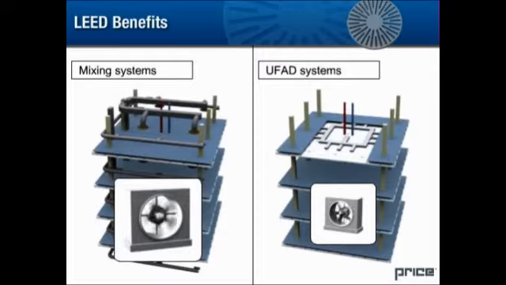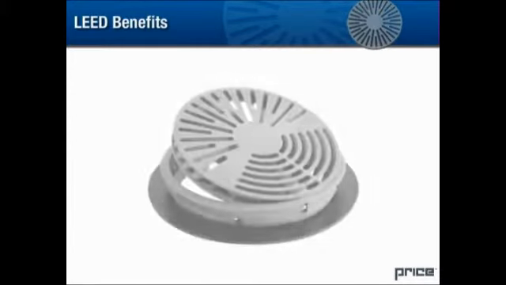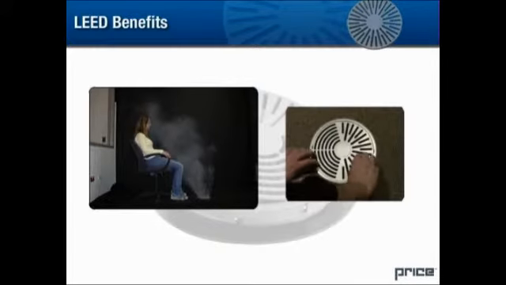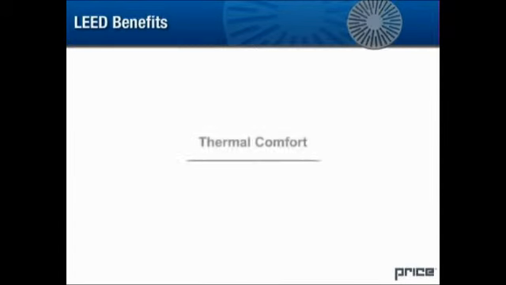Reducing the fan requirements usually means smaller equipment and therefore a reduction in initial capital cost of the HVAC system. Occupant comfort. Some UFAD diffusers allow the volume and direction of the local air supply to be controlled by the occupant, allowing their local environment to be individually controlled.